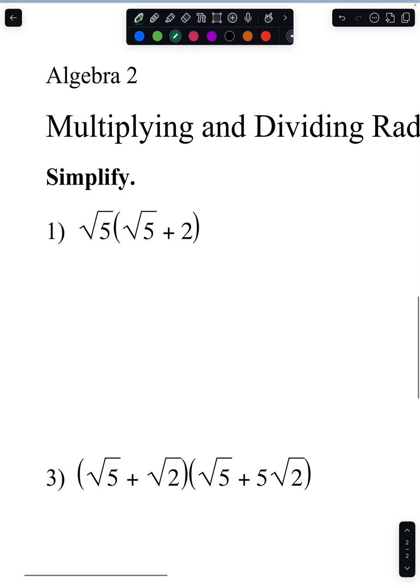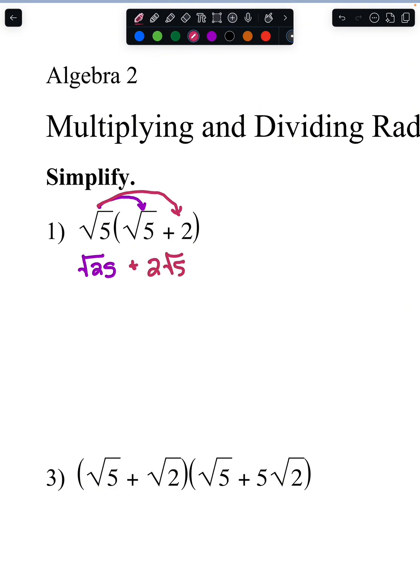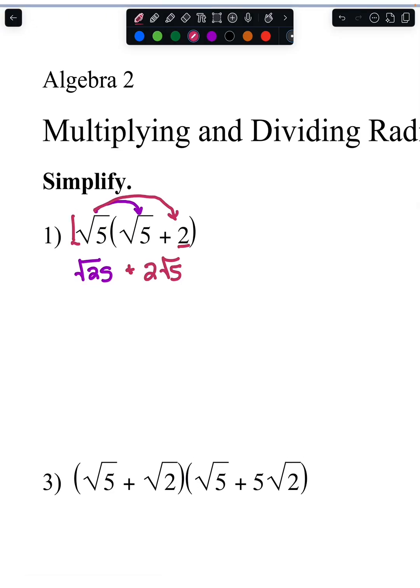So let's do this first one. Square root of 5 times the square root of 5 is the square root of 25. And then the square root of 5 times 2 is a positive 2 square root of 5. You don't multiply the inside, because remember, technically this is a 1. And you multiply the outside with the outside. So that's 2 times 1. And then since there's no other inside, it just kind of hangs out right there. This is your final answer. Nothing too crazy, not too difficult.